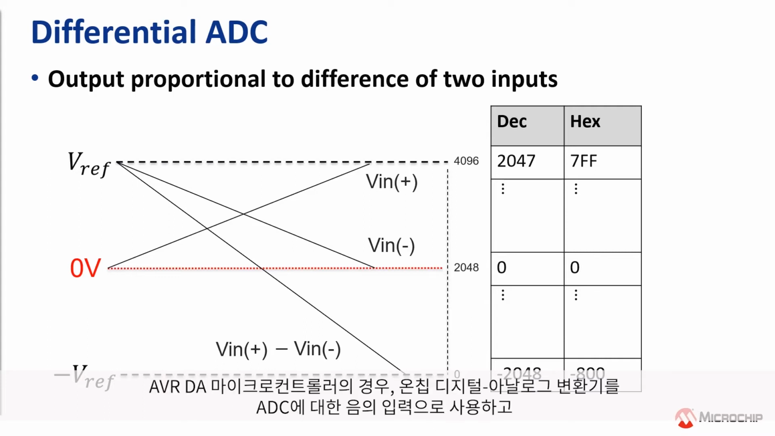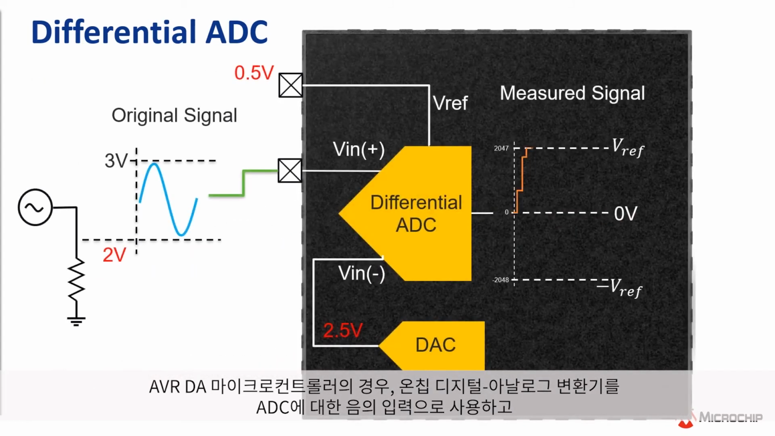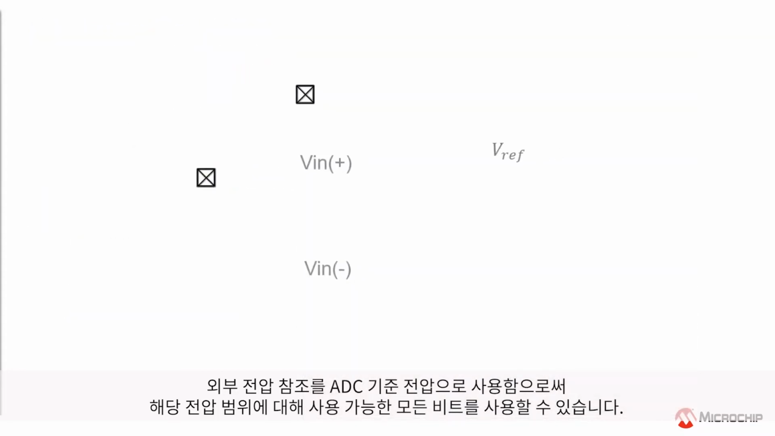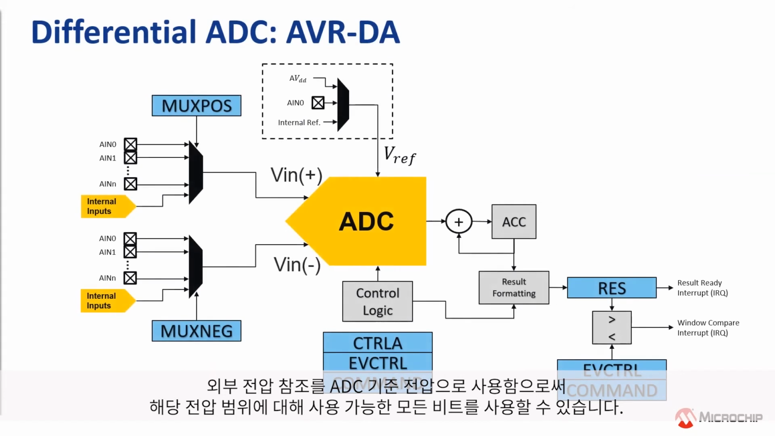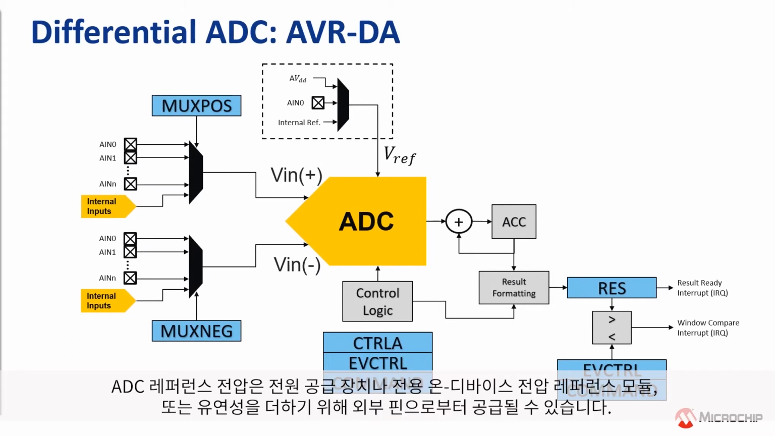For the AVR-DA microcontroller, you can further use the on-chip digital-to-analog converter as the negative input to the ADC, and an external voltage reference as the ADC reference voltage so that you can use all available bits for that voltage range. Additionally, the positive and negative inputs can be sourced internally from other on-device modules like the DAC, while the ADC reference voltage can similarly be sourced from the power supply, a dedicated on-device voltage reference module, or an external pin for the sake of flexibility.